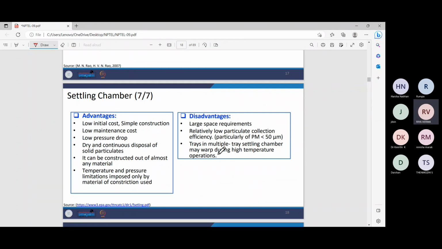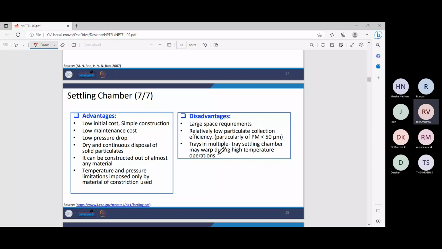What are the disadvantages of these settling chambers? Basically, they generally require a larger space, and their efficiency is relatively very low, particularly for particulates of less than 50 microns or 40 microns. The trays in a multiple tray settling chamber may warp during high temperature operations. They can get bent or warped if the temperature is high.